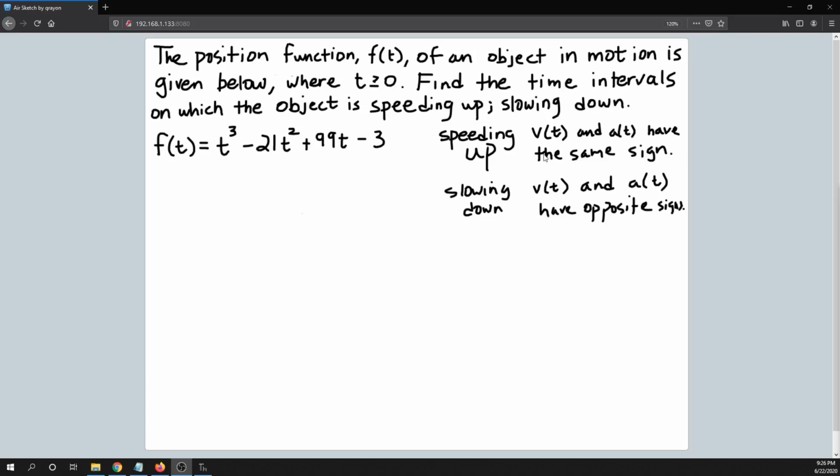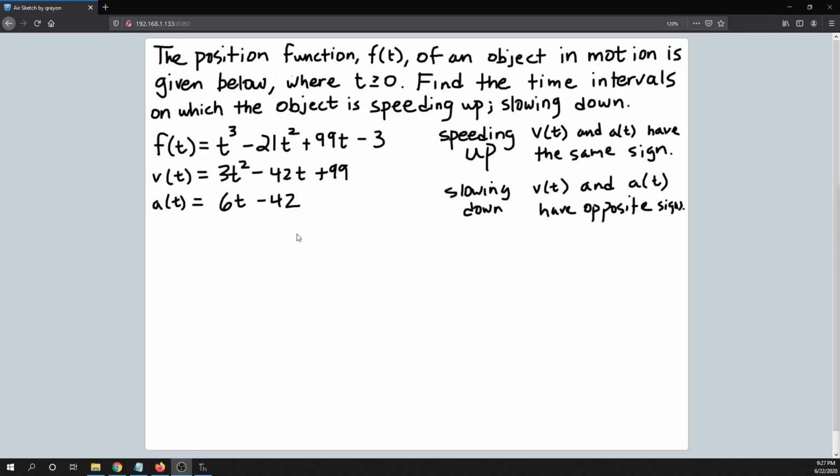To get there, what we need to do is find the velocity function and the acceleration function and then make some sign diagrams for them. Remember, the velocity function is the derivative of the position function. So the velocity function is going to be 3t squared minus 42t plus 99. And then the acceleration function is going to be the derivative of the velocity function, which will be 6t minus 42. And so we need some sign diagrams for those.